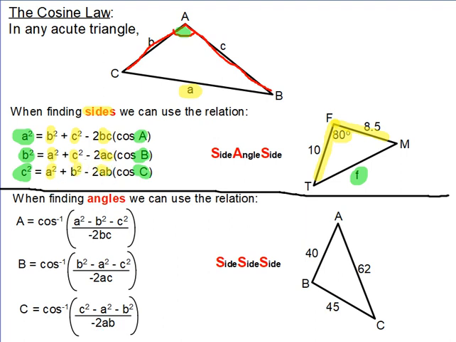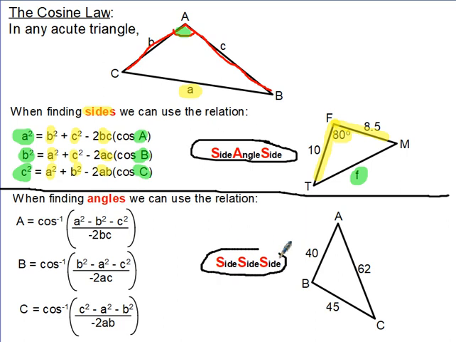So you're always going to have one of these on a test or exam or something like that. But the trick is that we've got to get a little bit better at rearranging this to make it do what we want. So when we're given a side, angle, side, we're solving for that third side by using this version of the cosine law.